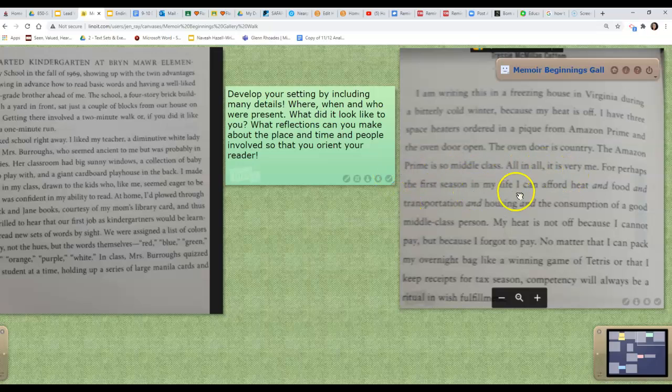"For perhaps the very first season in my life, I can afford heat and food and transportation and housing and the consumption of a good middle class person. My heat is not off because I can't pay, but because I forgot to pay." So here you'll understand that she not only puts us in a specific time and a specific place, but she adds a nuance to it that gives us a hint at what's coming up. Maybe something about being in middle class, something about not necessarily being in middle class before. So this is something you can try in your own writing. How do you make the setting uphold the conflict that you might be getting to later on in your memoir?